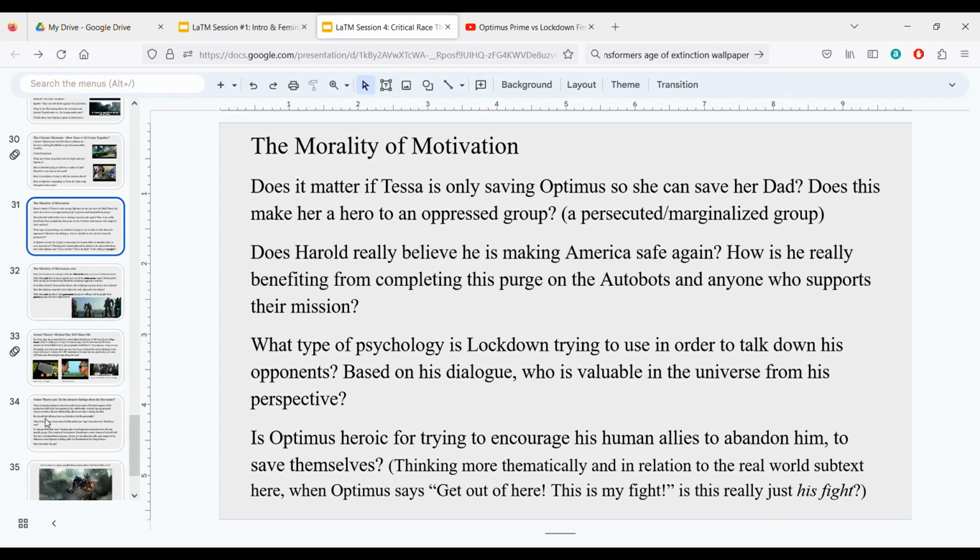What type of psychology is Lockdown trying to use in order to talk down his opponents based on this dialogue? Who is valuable in the universe from his perspective? We already kind of talked about this, but if you want to add anything to it. No, it's us versus them. That's what he's trying to do. I'm still standing by my point, but yeah, that's fair too.